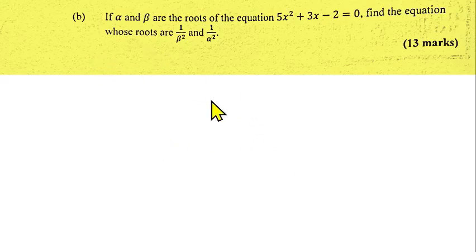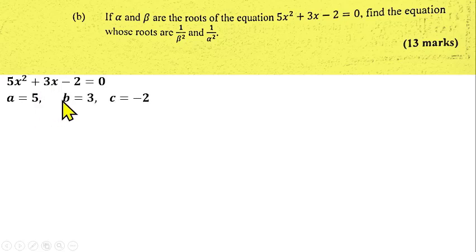For question number 11b, still on sum and product of roots of quadratic equation. If alpha and beta are the roots of the quadratic equation 5x squared plus 3x minus 2 equals 0, find the equation whose roots are 1 over beta squared and 1 over alpha squared. So of course we are given this equation, which is a quadratic equation, 5x squared plus 3x minus 2 equals 0.